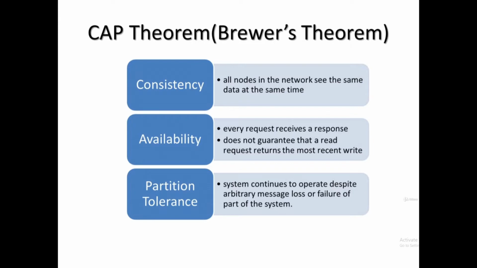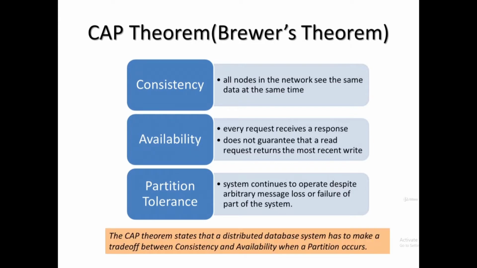The CAP theorem, or Eric Brewer's theorem, states that in a network shared data system or distributed system, we can only achieve at most 2 out of 3 characteristics for a database, that is, only 2 from consistency, availability, and partition tolerance.